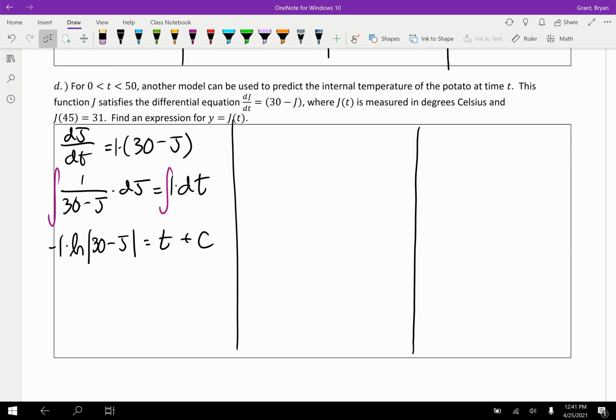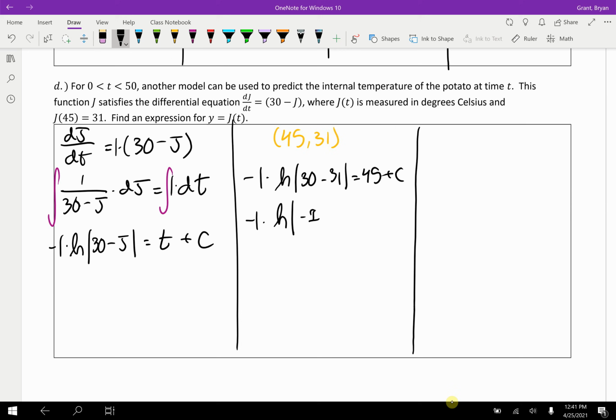Let's use our initial condition. This time they told us that we have 45, 31. At a time of 45 minutes, the potato's temperature is cooled to 31 degrees. So negative 1 times the natural log, absolute value, 30 minus 31 equals 45 plus c. Negative 1, natural log, and this part's the important one. 30 minus 31 is negative 1.